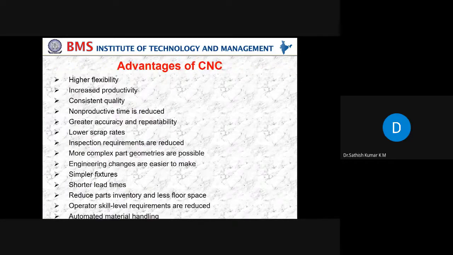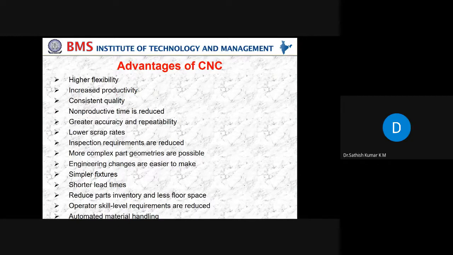Now we just list down. Next we'll go with the advantages of CNC. These are the general advantages that I have listed here. Higher flexibility. Now you are able to produce different kinds of work parts, different designs of work parts can be produced. That is what the flexibility is all about.